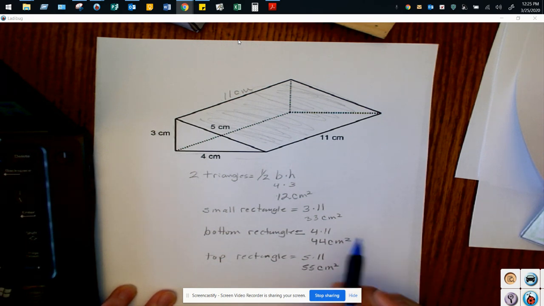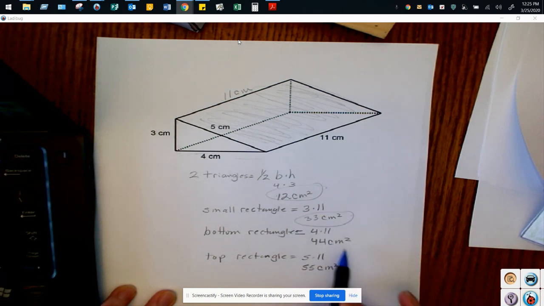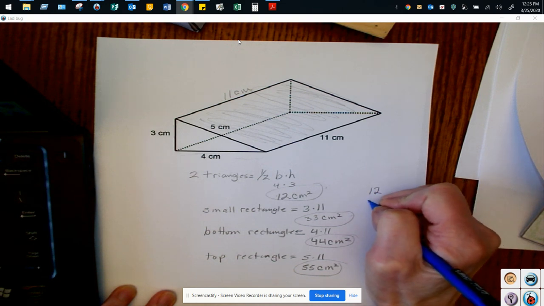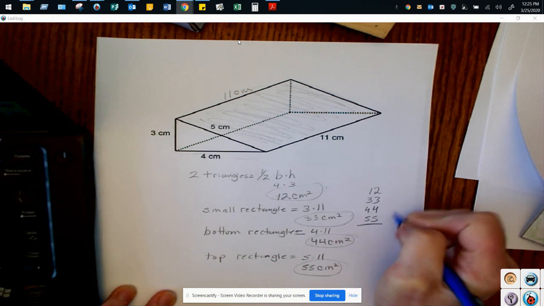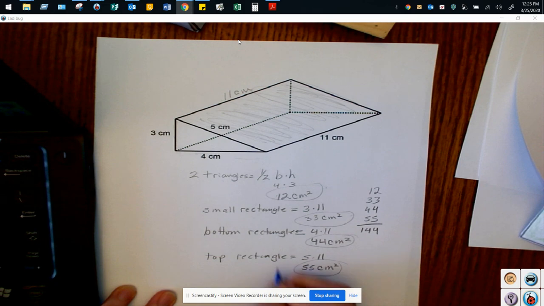Wow, it's a lot of work to figure these out. So the two triangles, the small rectangle, the bottom rectangle, the top rectangle, I've got to find the total of those in order to get the full total. So there's 144. So surface area of this entire triangular prism, 144 centimeters squared. Wow.